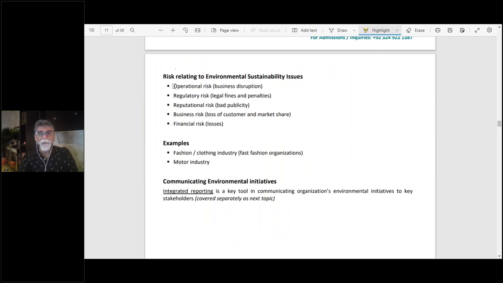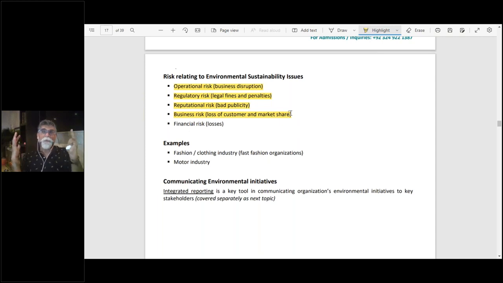Number one is operational risk. What is operational risk? Business disruption. If you do anything bad, you might need to stop the factory, or there might be some protest, so you have to stop your work to fix the problem. So environmental non-compliance can lead to business disruption. It can lead to regulatory risks, for example, legal fines and penalties. It can lead to reputational risk, which means bad publicity, bad brand image. It can lead to business risk like loss of customers, loss of market share, loss of revenue.